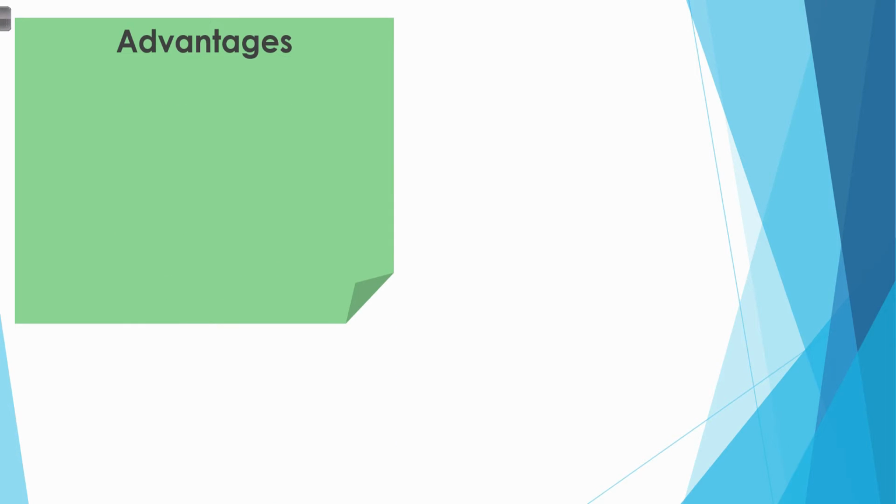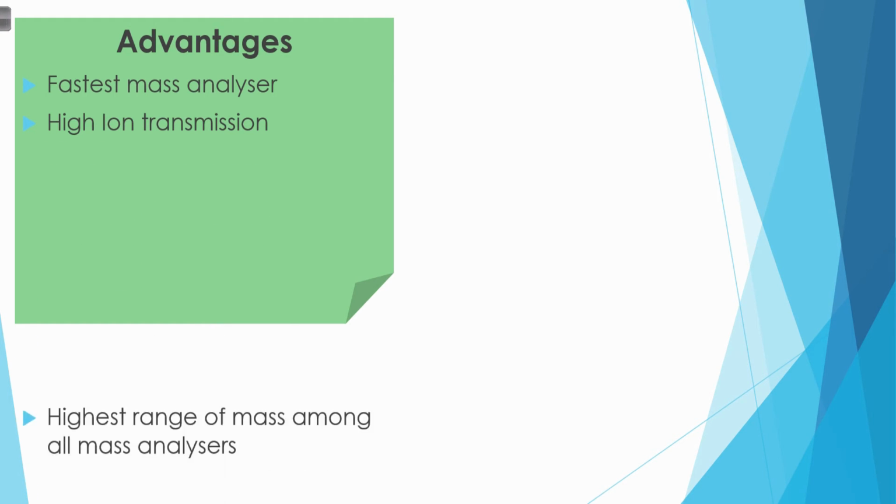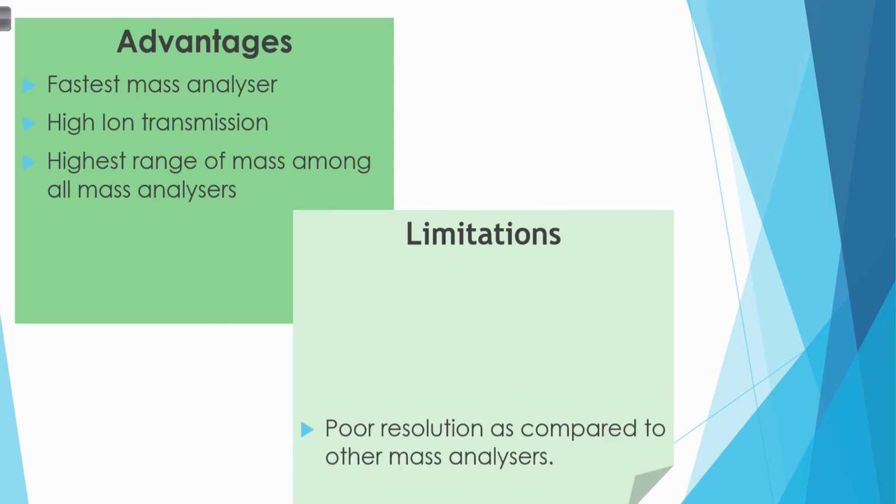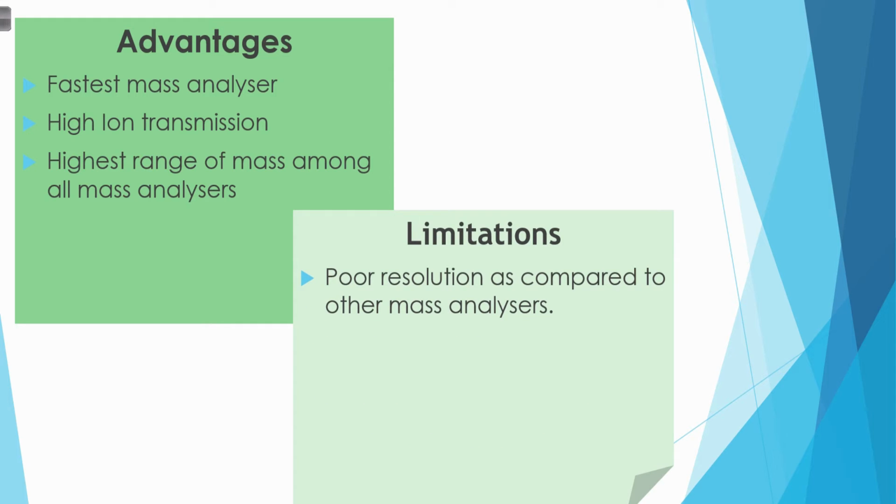The time-of-flight mass analyzer has some advantages. TOF is the fastest mass analyzer with high ion transmission. Also, a larger range of mass can be used compared to all other mass analyzers. However, TOF has a poor resolution as compared to the other mass analyzers.